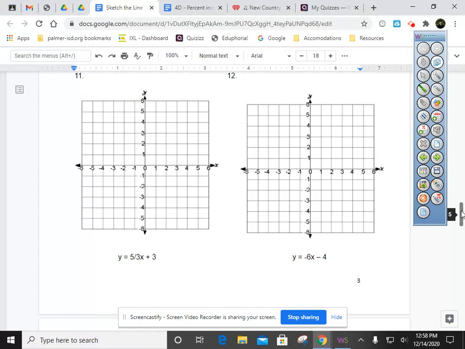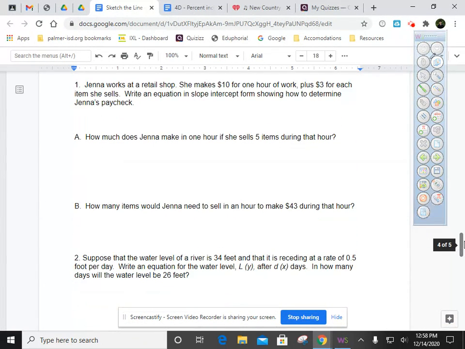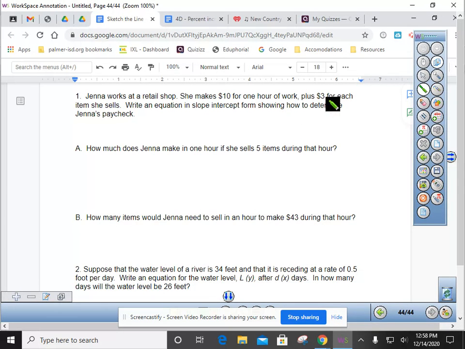All right, turn the page. We're going to write the equations in slope-intercept form. Number 1, Jenna works at a retail shop. She makes $10 for 1 hour of work, plus $3 for each item she sells. Write an equation in slope-intercept form showing how to determine Jenna's paycheck. We've already done this, right? 3 for each means that's the what? X. So it's y equals mx plus b.